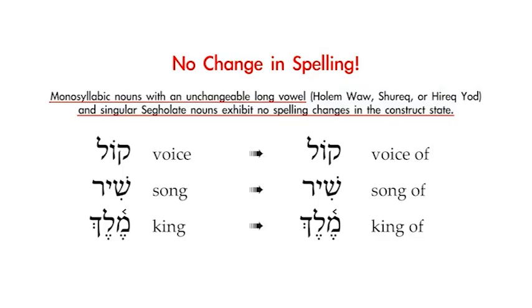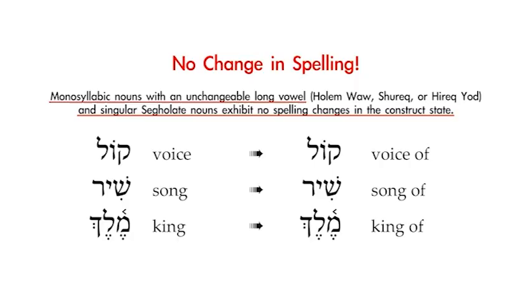Now you may think this is good news, but actually it's not. With these nouns, there's no formal spelling change to help you understand or identify them as construct nouns. You'll have to determine that they're a construct noun based upon context. So let's look, for example, at the nouns we're talking about.